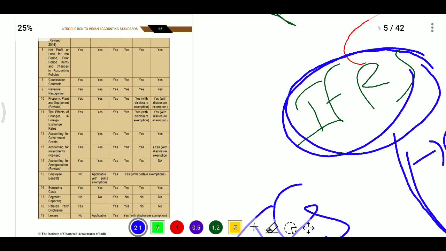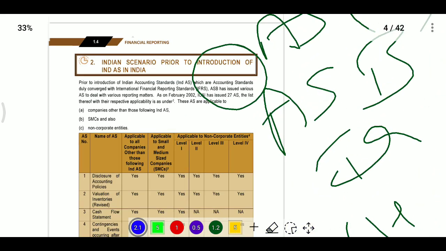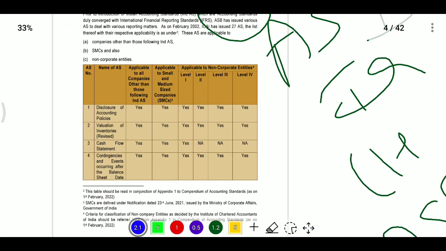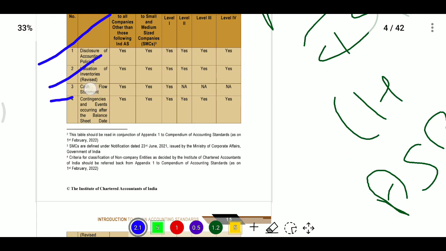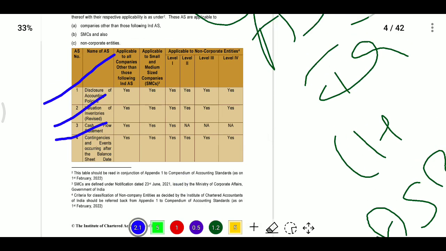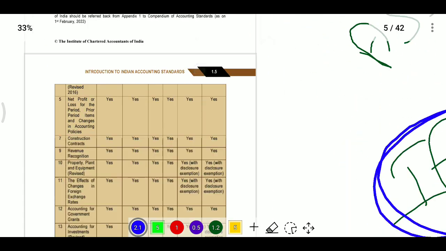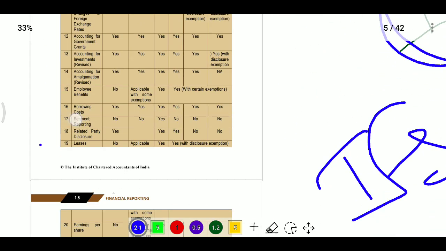Now for Ind AS, a list of Ind AS is provided. The first one is presentation of financial statements, disclosure of accounting policies. The second is valuation of inventories, the third is Ind AS 7, the cash flow statement, and the fourth is contingencies and events occurring after the balance sheet date. These are all in the list provided here. We will discuss this Ind AS entirely for our syllabus for CA Final group.